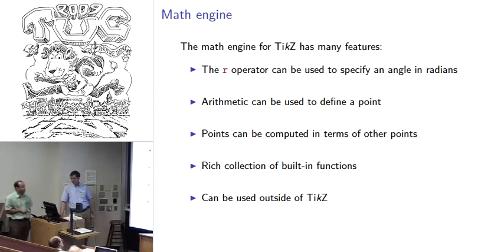The math engine is reasonably sophisticated, and there's an R operator that can be used to specify angles and radians if you don't like to work in degrees. The arithmetic, which we've already seen, can be used to define points. You can actually do some point computation, so points can be computed in terms of other coordinates as well.